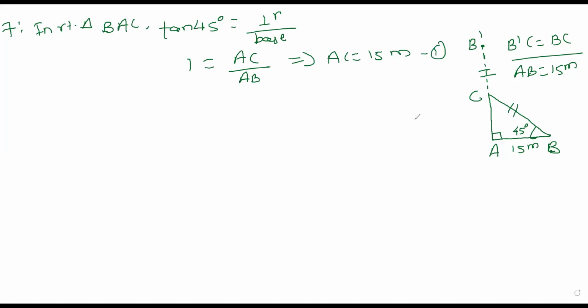AC also came out to be 15 meters. Our task is to find BC. Now if you know the base and you have to find the hypotenuse, which trigonometric ratio you are supposed to use?